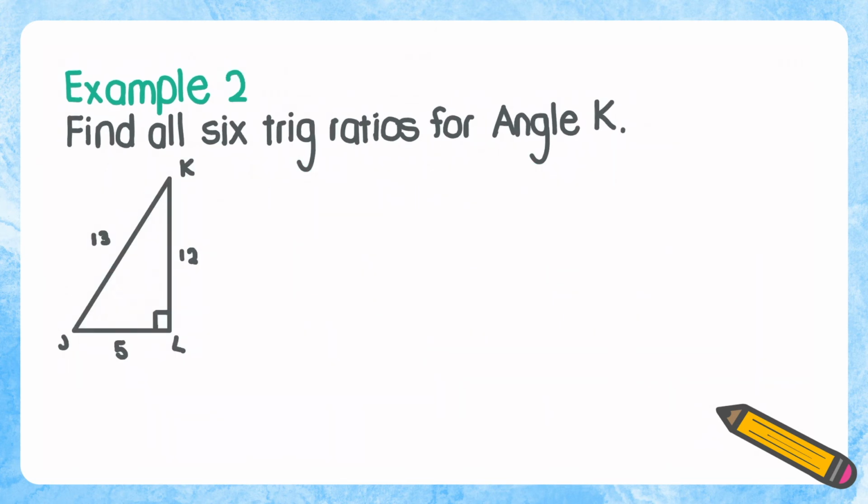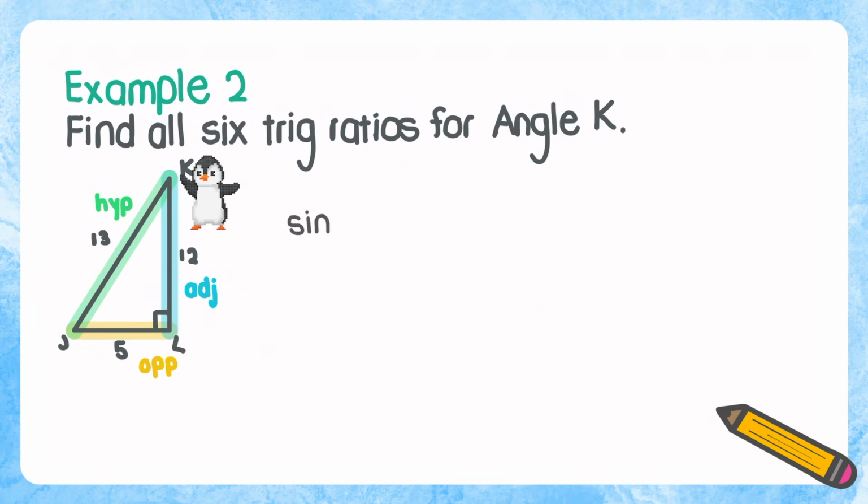So let's look at another example here. We are going to find all 6 trig ratios for angle K. So here I have my penguin at angle K, and try identifying each side. We have the opposite side, and then the adjacent side, and also the hypotenuse. So based off of this, let's set up the trig ratios. So go ahead and try setting up the first 3 on your own and press play when you're ready.